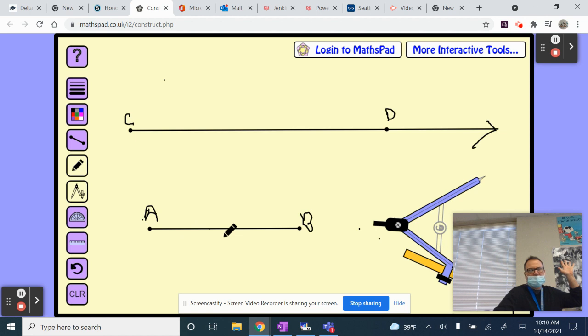And I'll have you guys do this on your own in a second. So the first thing you need in a construction, just like any other proof, is a given. And so I should be writing all this down, but I'm just going to tell you what the givens are.